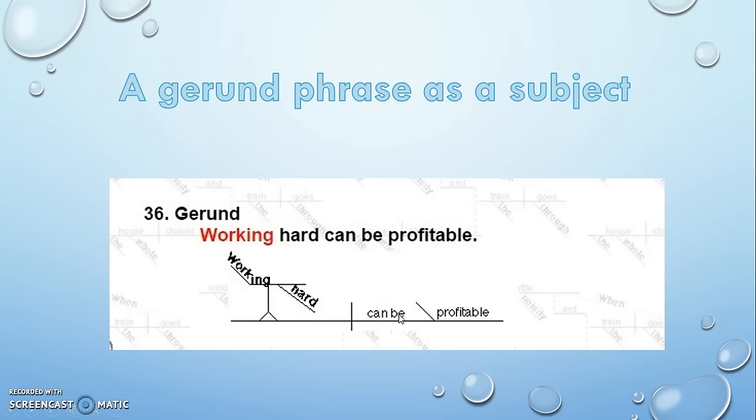Can be is your predicate, and profitable. Can be is a linking verb, therefore profitable is a subject complement, so you have to have your line drawn back like that. So in your notes on the top level, you should have this written under the sentence and this written by the diagram. Do that now if you don't have it done.